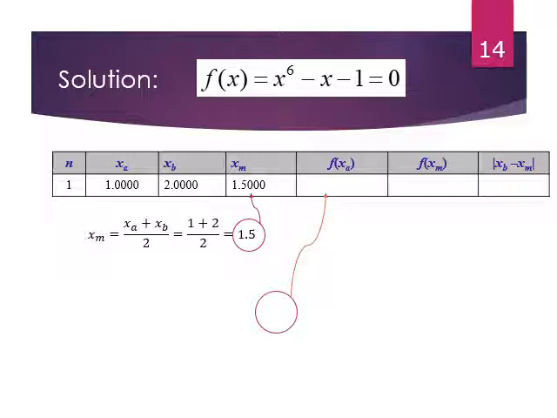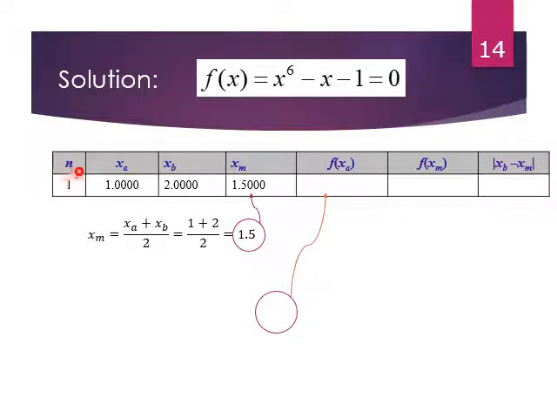So first we have to generate the table of the bisection method. We're going to have the column for n, the iteration, the column for the lower interval xa, the column for the upper interval xb, the column for the midpoint xm, because we're going to halve the interval and the subinterval as iteration goes on. Then this is the function evaluation at the point xa, and this is the function evaluation at the midpoint xm, and the last column is for the error.